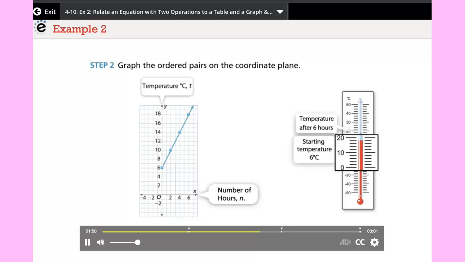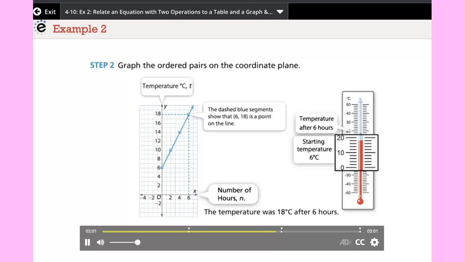We can extend the line. The dashed blue segments show that the point with coordinates 6, 18 is a point on the line. The temperature was 18 degrees Celsius after 6 hours.